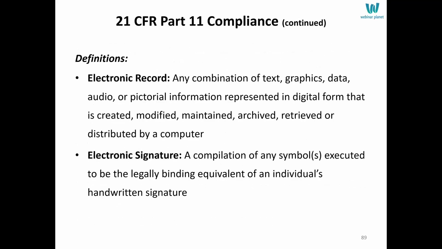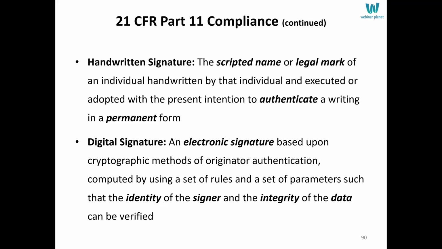A lot of companies weren't sure how to do this. And basically definitions: electronic record, combination of text, graphics, and so forth, represented in digital format, created or handled on a computer. Electronic signature, compilation of symbols executed that are the legally binding equivalent of your handwritten signature. The handwritten signature also includes when you sign something, you are signing with a given meaning of your signature. So when you sign electronically, the intent of the signing must be clear.